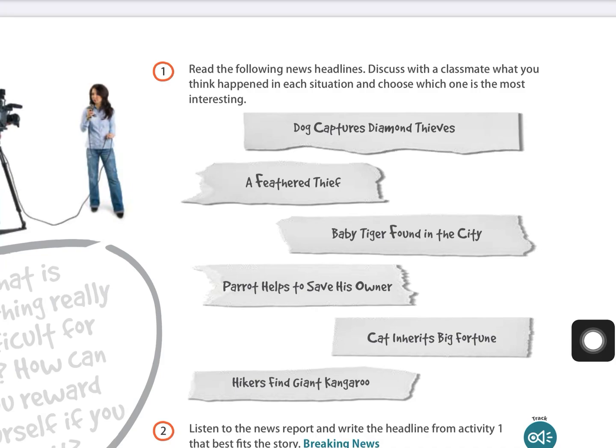Okay, for example, baby tiger found in the city. Okay, it's similar to Madagascar. Yes?